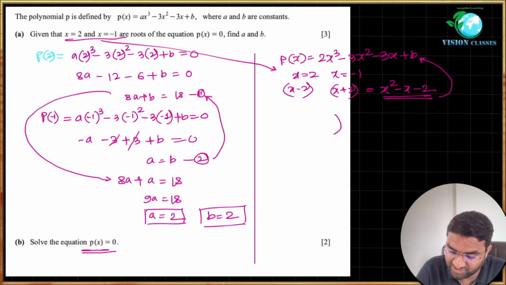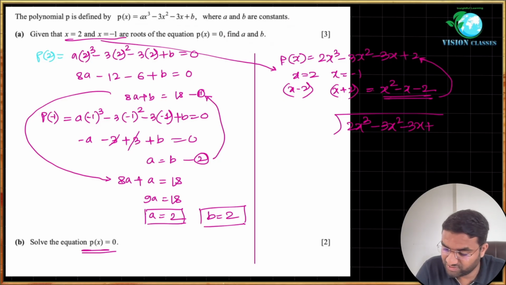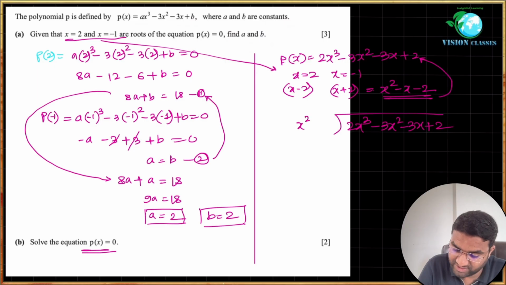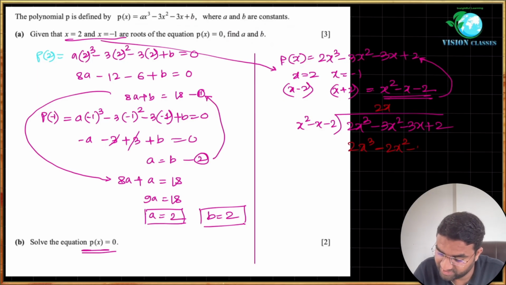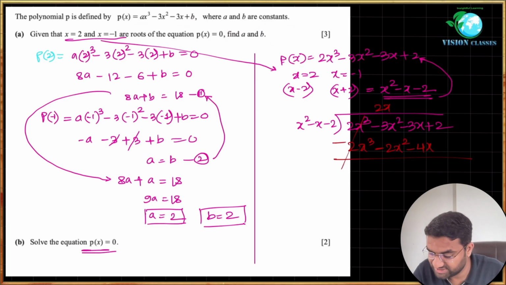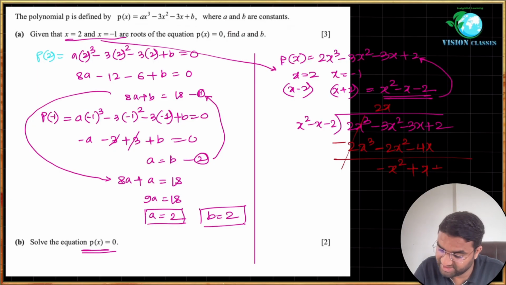So we can divide the whole equation, 2x cube minus 3x square minus 3x plus, here in place of b you have to write 2. All right, so here 2, divided by x square minus x minus 2. So firstly multiply by 2x, fine, so we will get 2x cube minus 2x square minus 2 times 2 is 4x. So if you subtract it, we will get minus x square plus x plus 2.